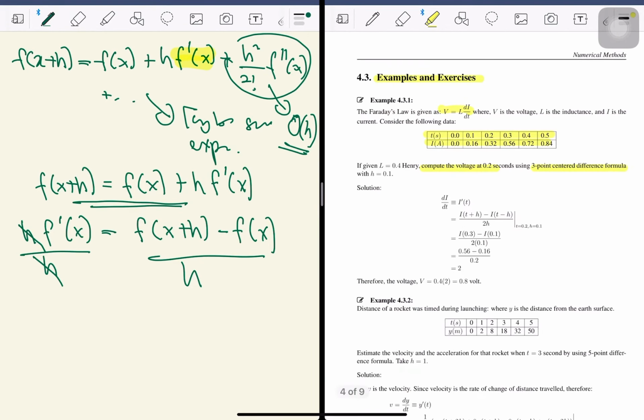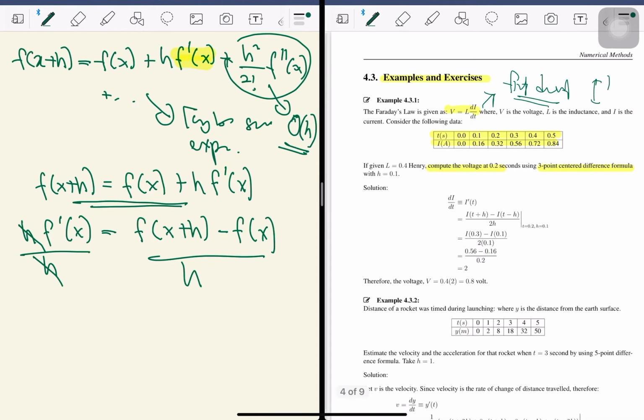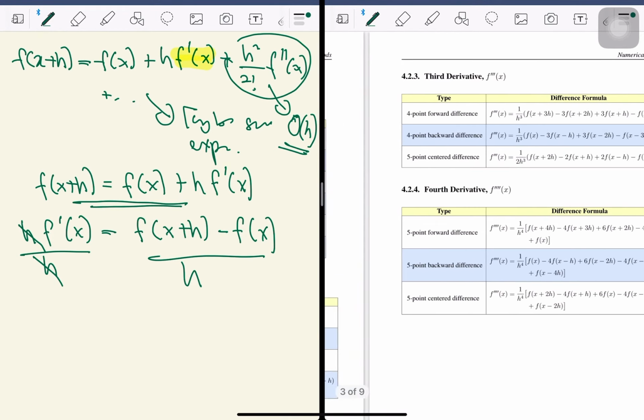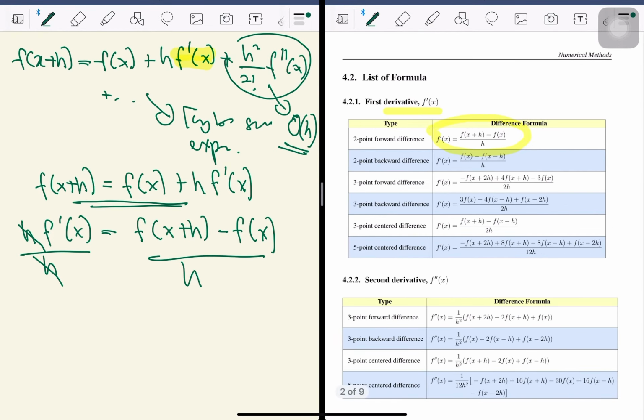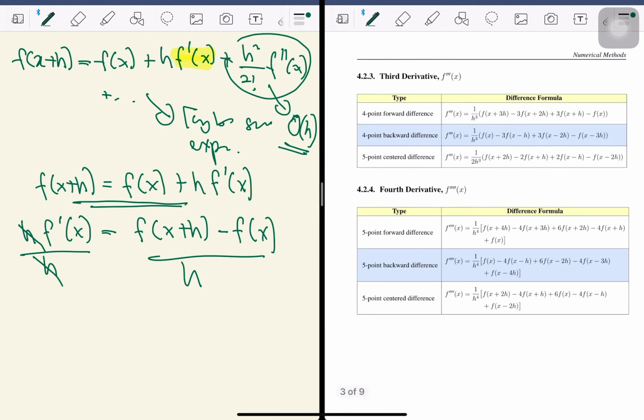Obviously this one is the first derivative, which means I prime here. So 3-point centered difference. We're going to make use of this formula for the first derivative because the question asks for the first derivative. So we'll see from here.